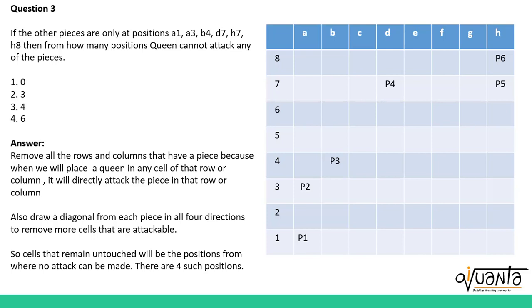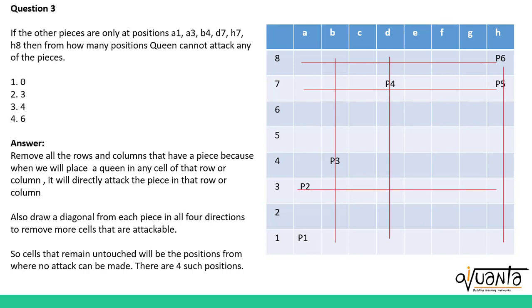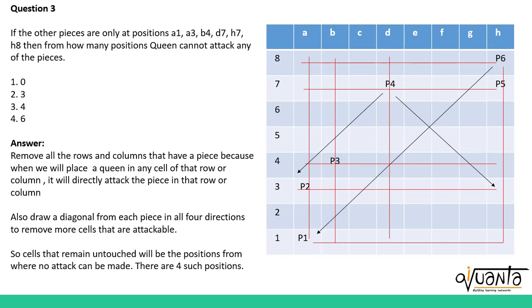So let's cancel the rows, columns and diagonals. So first of all, this row is cancelled, then this column, then this row, then this column, then this column, then this row, then this row, then this column, then this. Now we have cancelled all the rows and columns. So let's cancel the diagonals now. So this diagonal must be cancelled. This one, this diagonal, all the positions in this diagonal also.